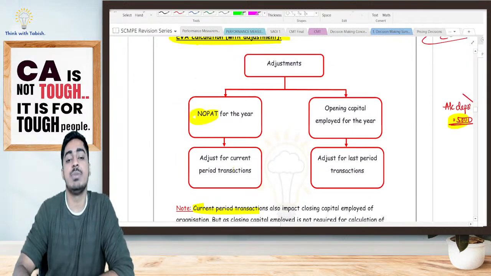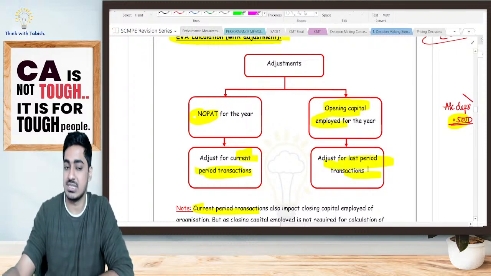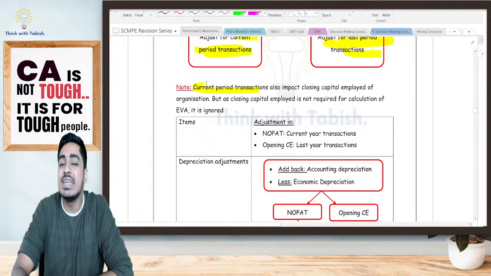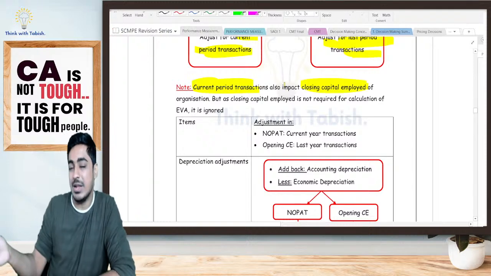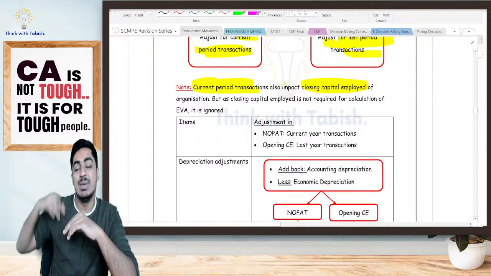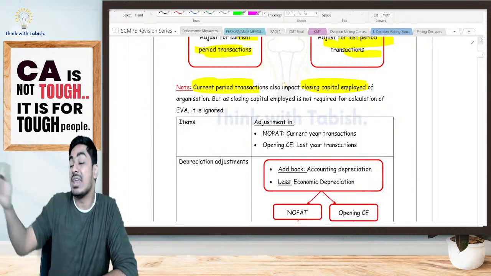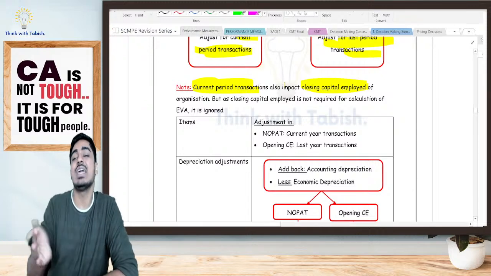For NOPAT, I will be considering current year transaction. For opening capital employed, I will be considering last year transaction. Now, current year transaction will also impact my closing capital employed. Whatever my accounting as well as economic depreciation is for the current year, it will impact my closing capital employed. However, for my EVA calculation, I don't want current year closing capital employed, so I will not be doing that.